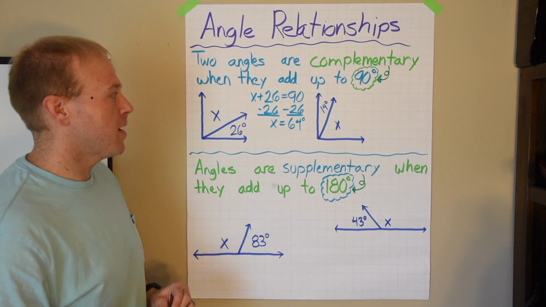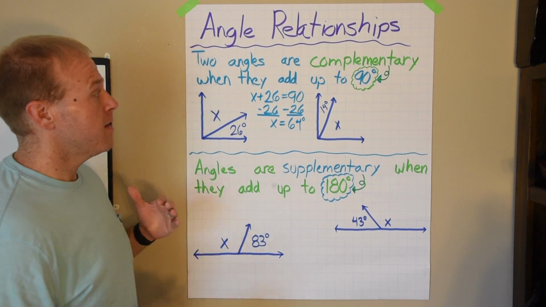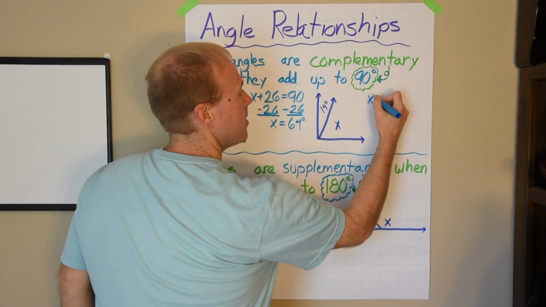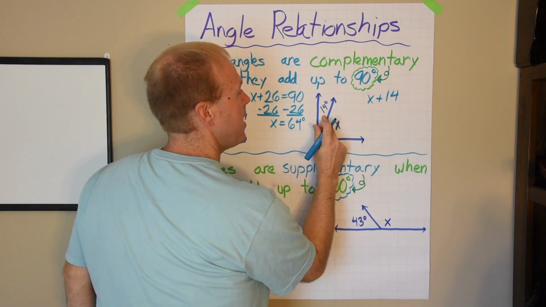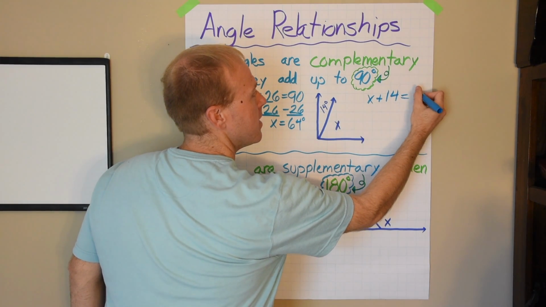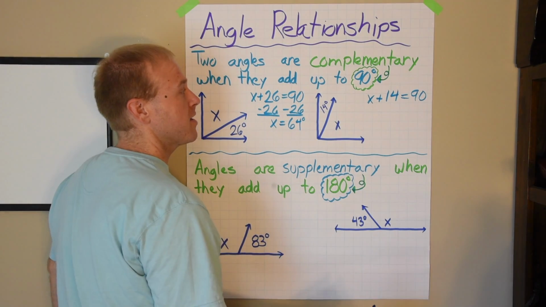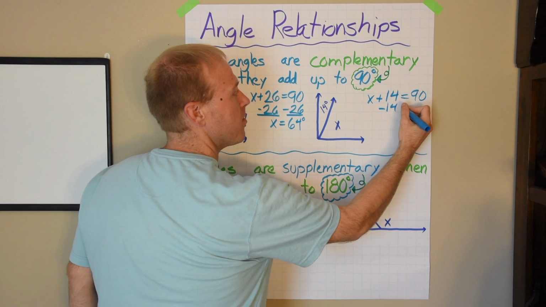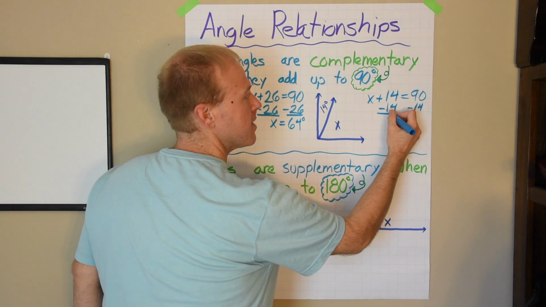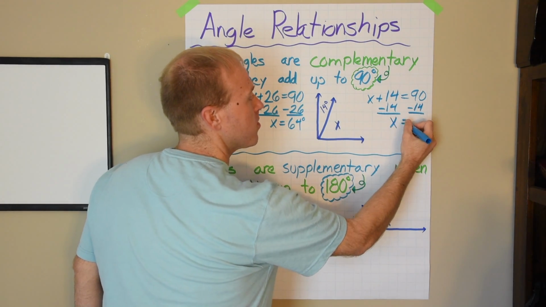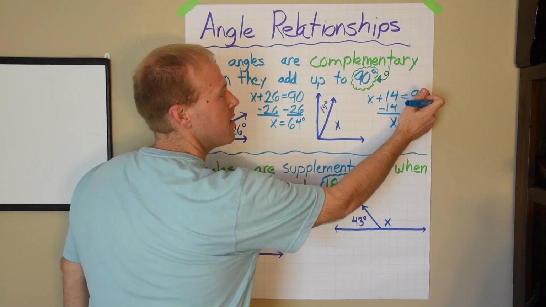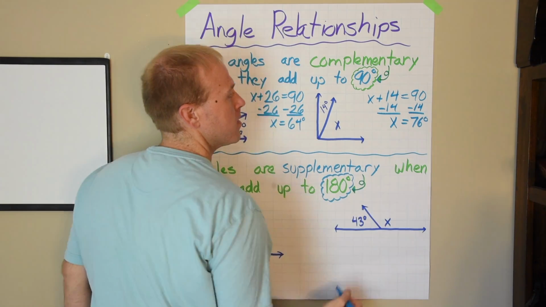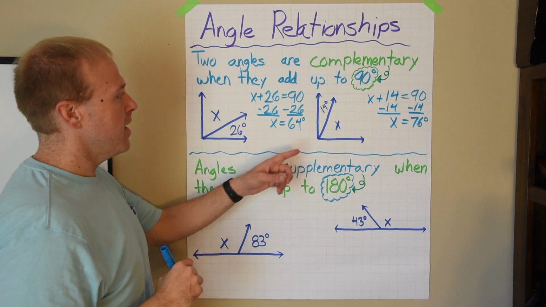Let's do another one. Okay, so these two angles are complementary. That means they have to add up to 90. Okay, so that means that x plus 14 equals 90. So now I've got to solve for x again. We're going to subtract 14. Same thing we did on the other one. You're going to notice it's the same idea on these problems. We're just subtracting whatever they gave us. So 90 minus 14 is 76. So x is 76 degrees in this one.